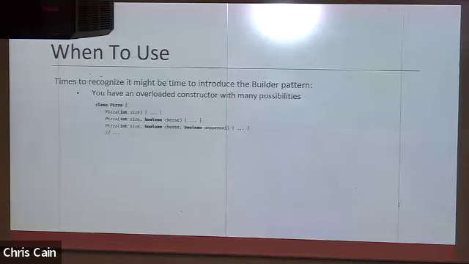So you might have a pizza class, and you can construct a pizza with just the size. You can construct a pizza with the size and whether it has cheese. You can construct a pizza with a size, whether it has cheese and whether it has pepperoni. You can construct a pizza with, this gets incredibly repetitive and tells you maybe you should have a pizza builder instead of an overloaded constructor with a bunch of different possibilities.